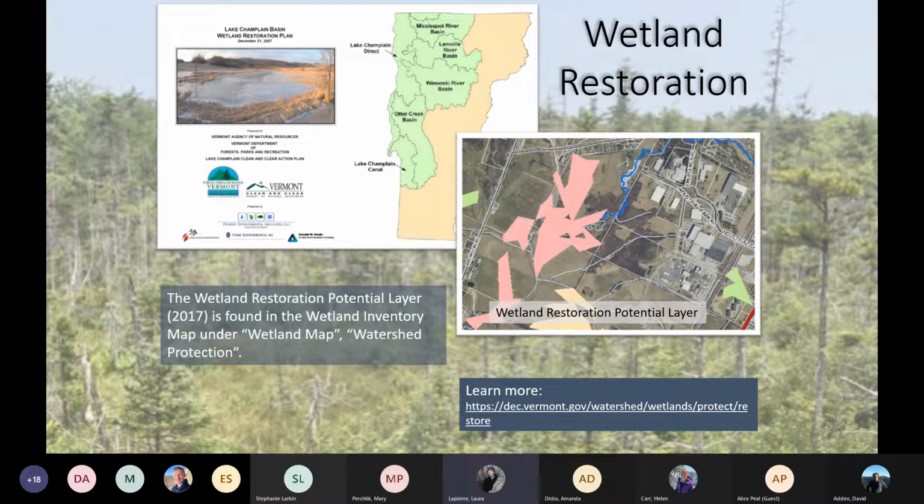And for the Lake Champlain Basin, you can use this tool that we have of wetland restoration potential, red being highest potential, green lower, but still might be worth looking at. And we updated this in 2017, and it tells you those areas that would be best for phosphorus attenuation. And this website, which we will be providing, provides more information on funding and other resources that you can use for wetland restoration work.